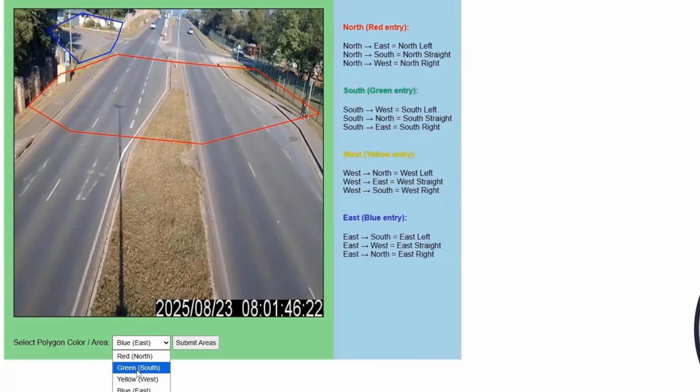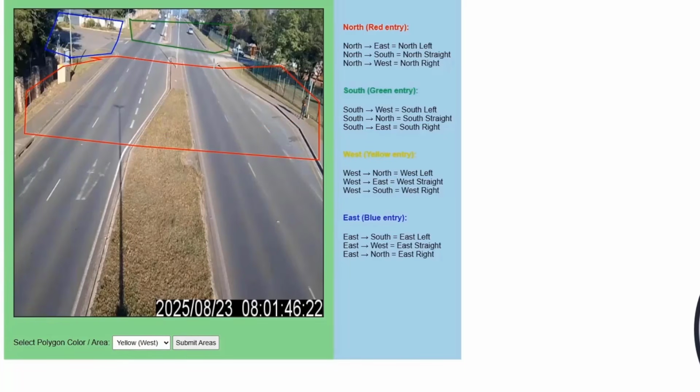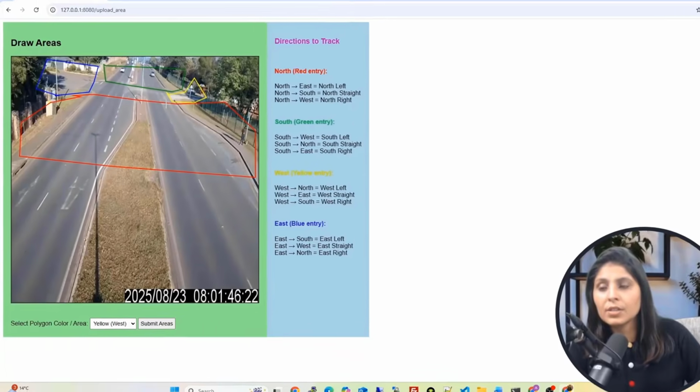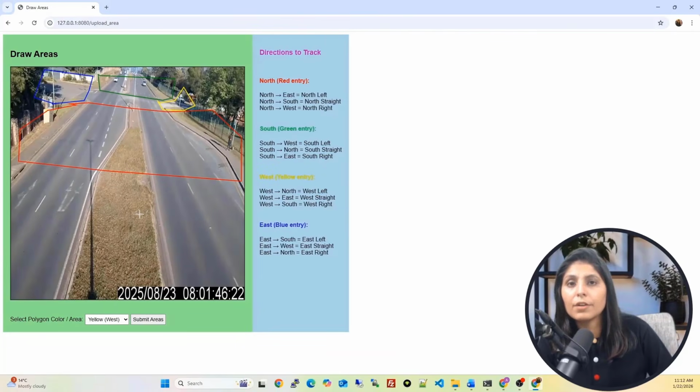Now let's create the third polygon for this direction. Third polygon is done. Now let's draw the fourth one. Okay, so like this you can draw polygons, and every time you're working on a different video, you can draw the polygons like this, and you can draw as many polygons as you want.